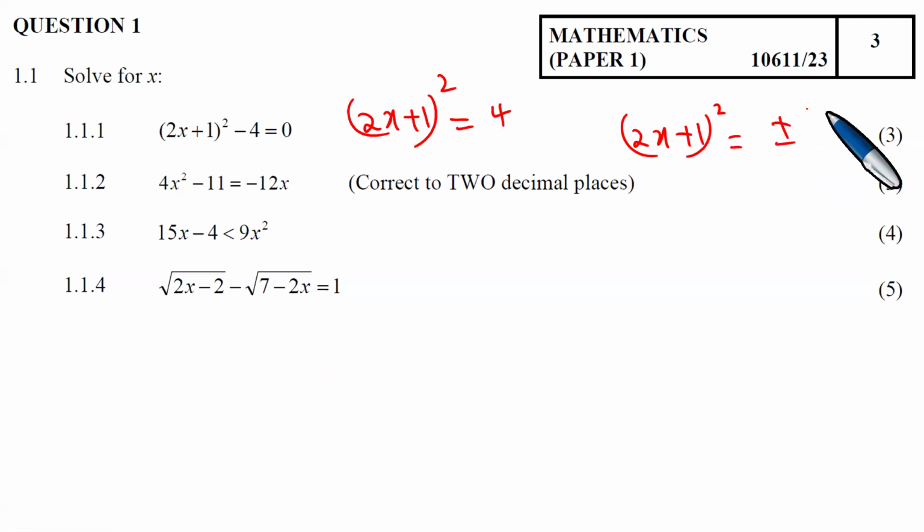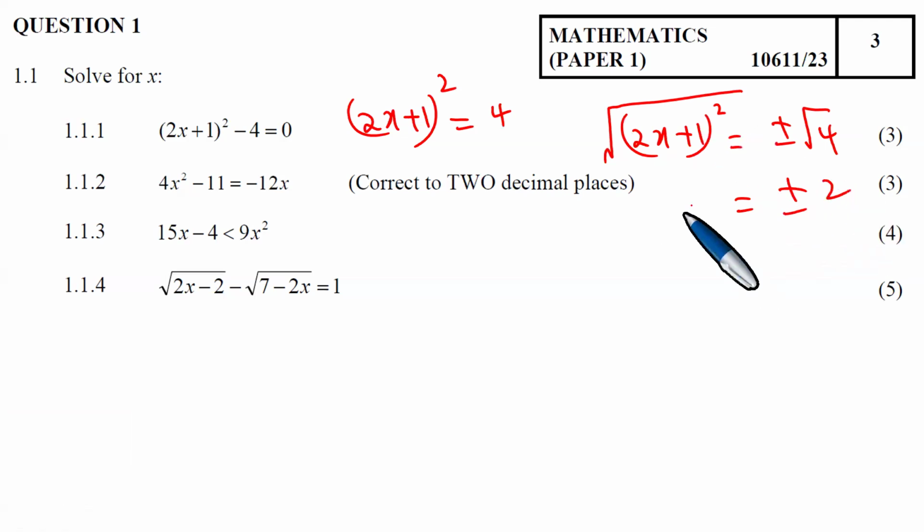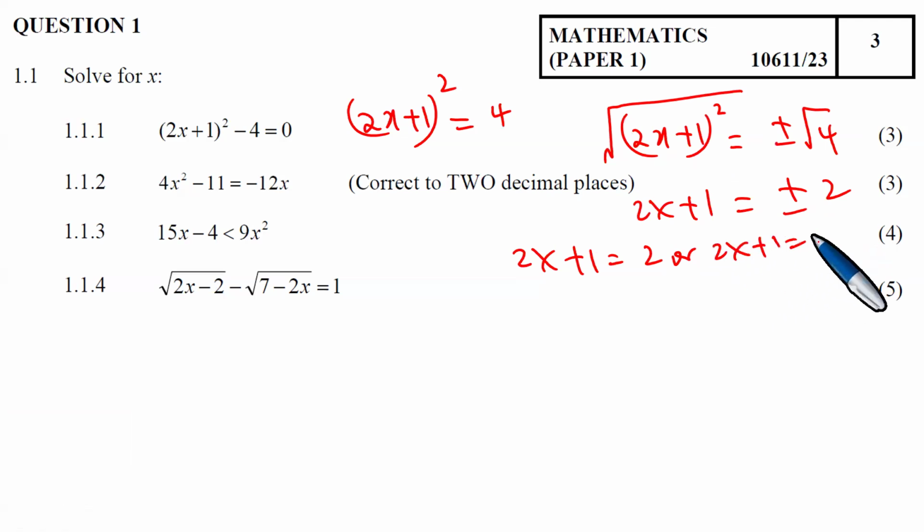And then you have plus or minus the square root of 4. Then you take the square root of both sides. The square root of 4 is plus or minus 2. And then we have 2x plus 1. Then the kid can come and say, okay, 2x plus 1 is 2, or you can say that 2x plus 1 is minus 2.